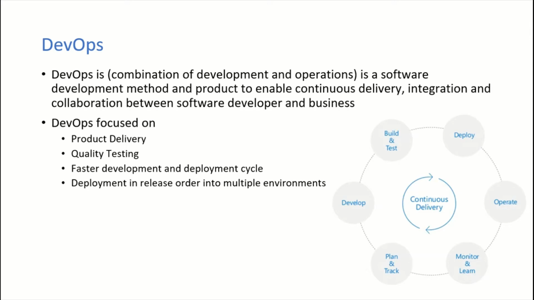DevOps provides features like product delivery, quality testing, faster development and deployment cycles, and deployment in release and order in multiple environments. So basically DevOps is an automated process which helps to deploy your code in multiple environments at a time and in an automated way.